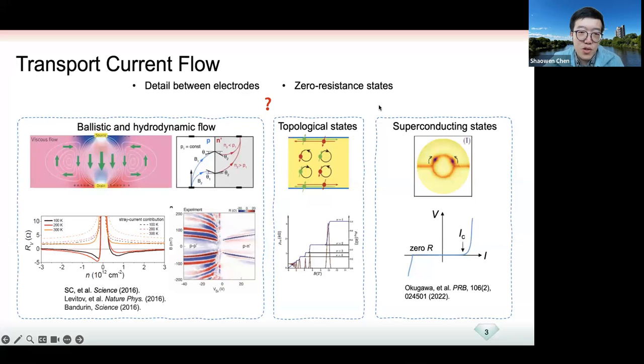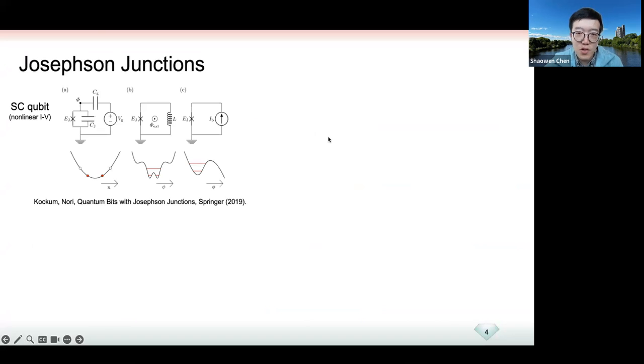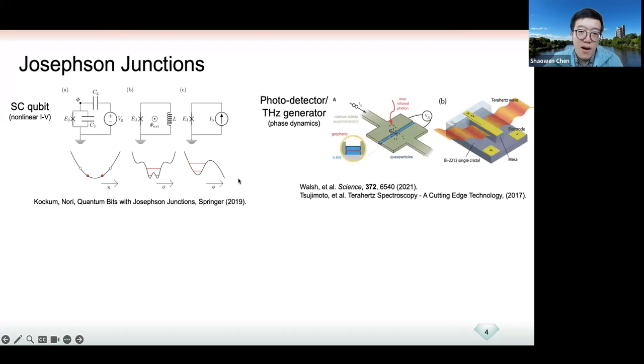Okay, so today my focus will be on Josephson junctions, which is essentially a superconducting hybrid structure. It's very useful both from a technological and a fundamental research point of view. For example, by using the nonlinear current-voltage relation of the Josephson junction, it can be used as a superconducting qubit. By using the phase dynamics, basically the AC Josephson effect of the junction, it could either be used as a photodetector or to generate very high frequency electromagnetic waves.